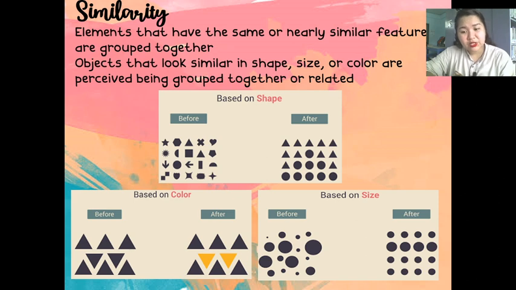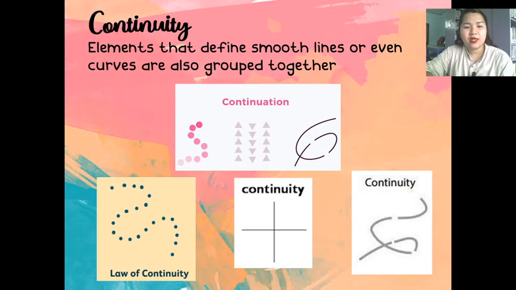Then, based on size. So, before, random lang yung small circles and big circles. Then, after, pinagsama-sama na group na yung mga small circles. Then, yung mga bigger na mga circles. So, that is similarity. The elements that have the same or nearly similar features are grouped together. Then, continuity. Elements that define smooth lines or even curves are also grouped together.